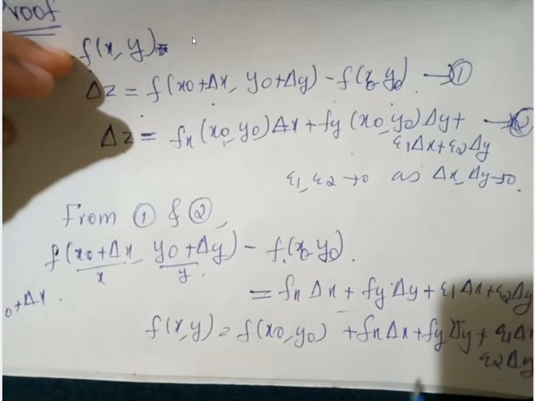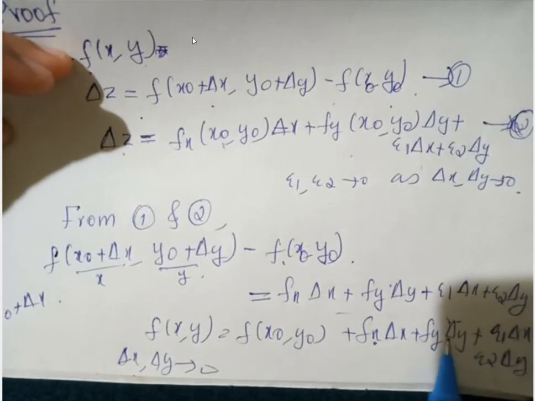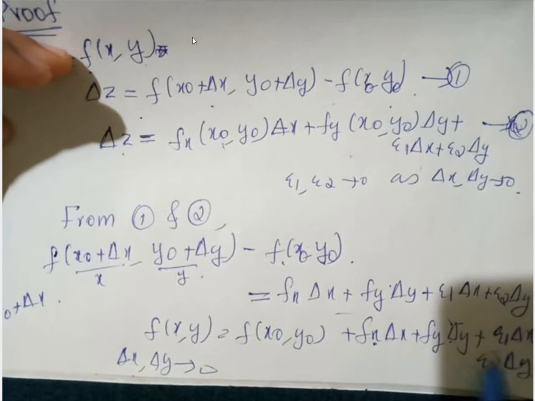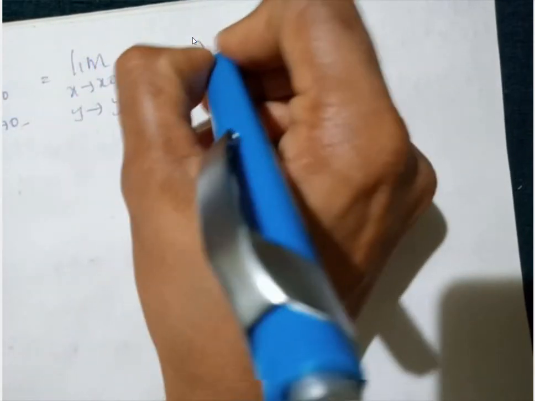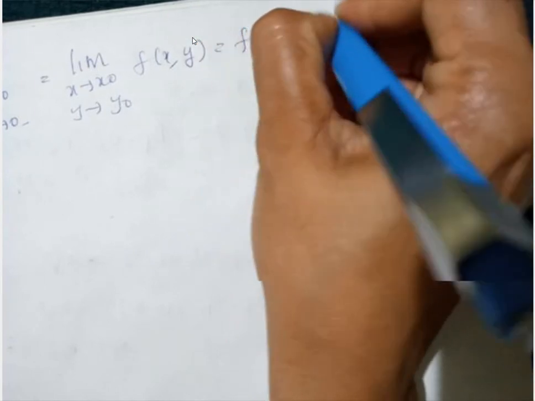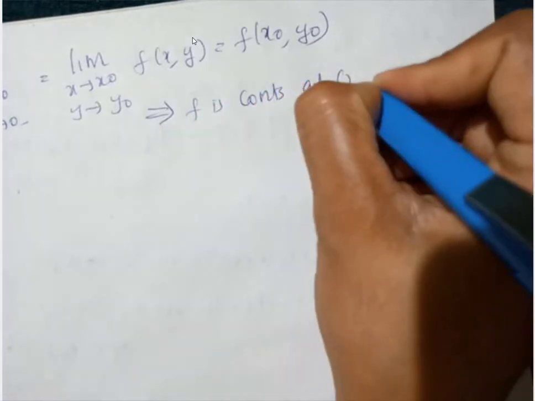So as delta x, delta y tend to 0, this term tends to 0, this term tends to 0, and this term too. This whole term tends to 0, so the remaining is f(x0, y0). That means as delta x tends to 0 and delta y tends to 0, which implies the limit as x tends to x0 and y tends to y0 of f(x,y) goes to f(x0, y0), which implies f is continuous at (x0, y0).